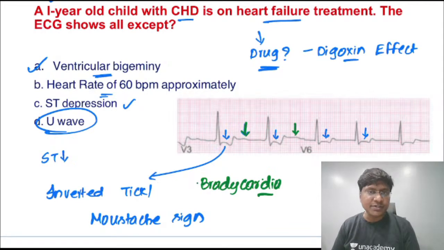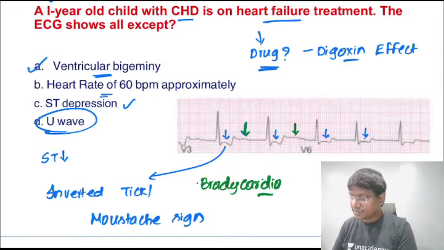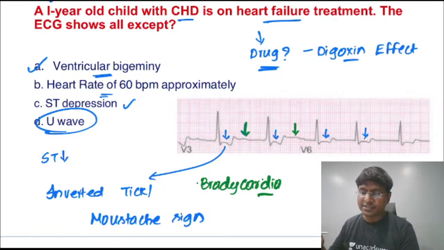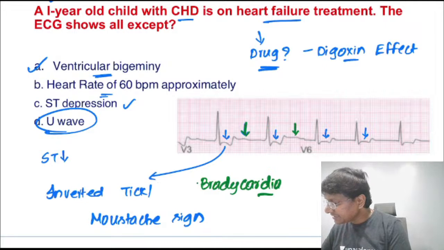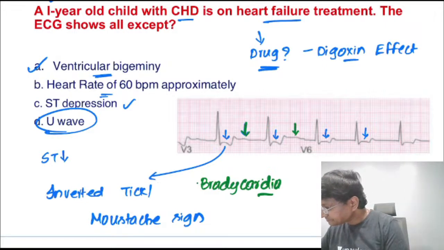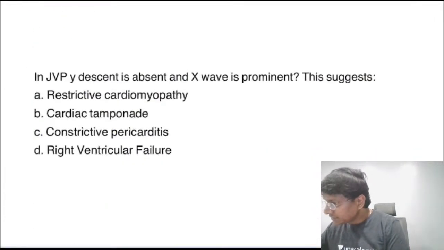Now digoxin, can it cause bradycardia? Yes, it can cause bradycardia by blocking the AV node. So because of the development of bradycardia, you have the presence of the U wave. Okay. So the correct answer here is that ventricular bigeminy is not seen. So the patient has not gone into a state of digoxin toxicity. The patient is in a stage of digoxin effect.